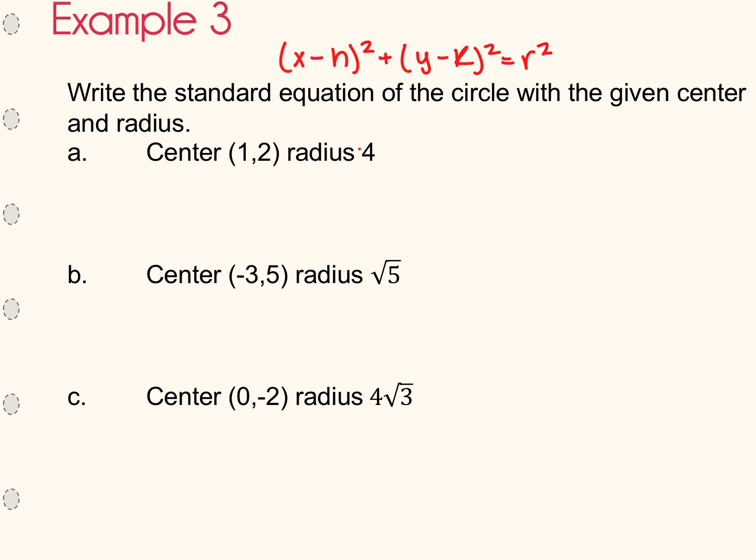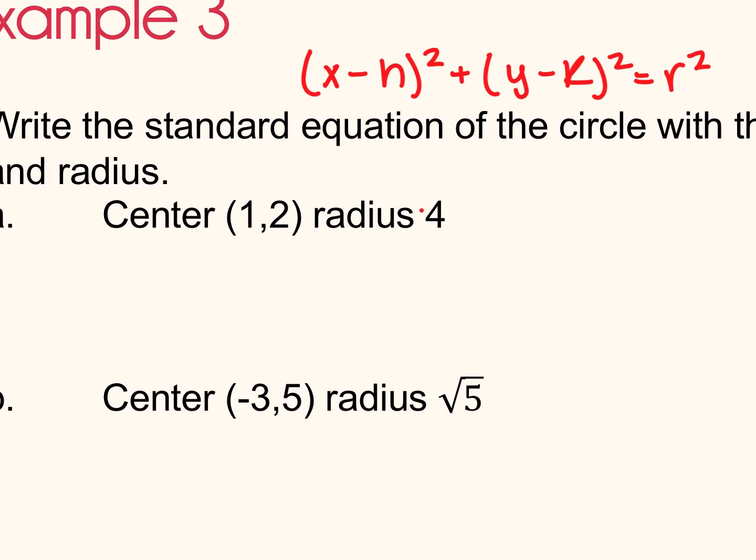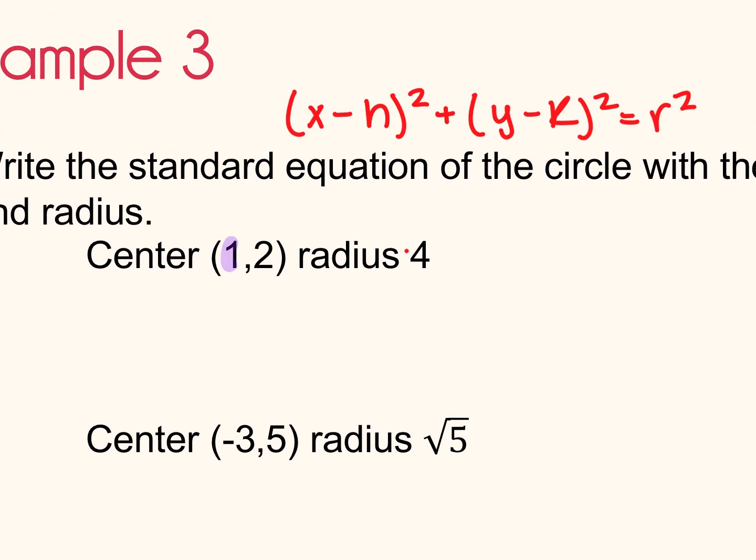So looking at the first one, my center is at 1, 2. Highlighting kind of where it's going to go. My center, this was again h. This then was my k value. Let me get the highlighter. And then my radius is what's getting plugged in.